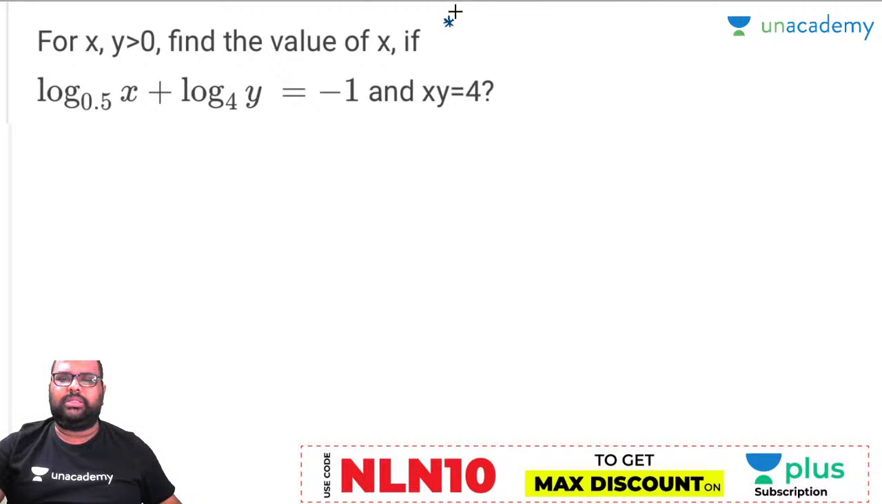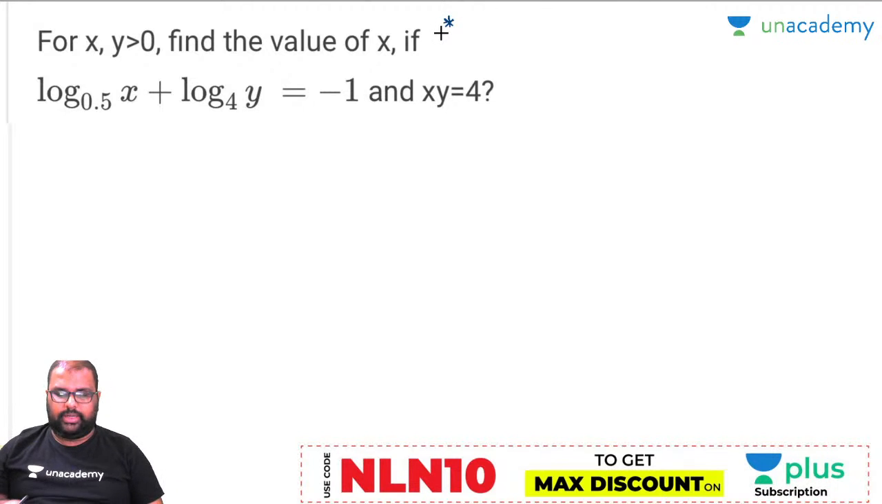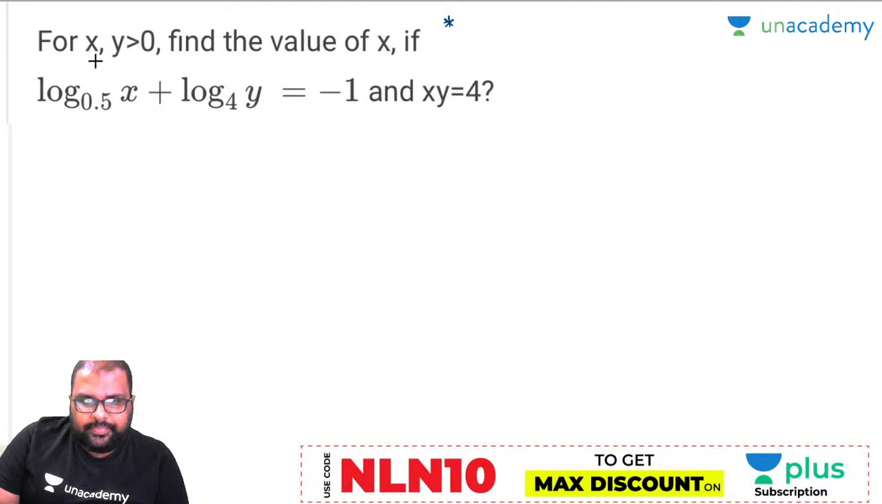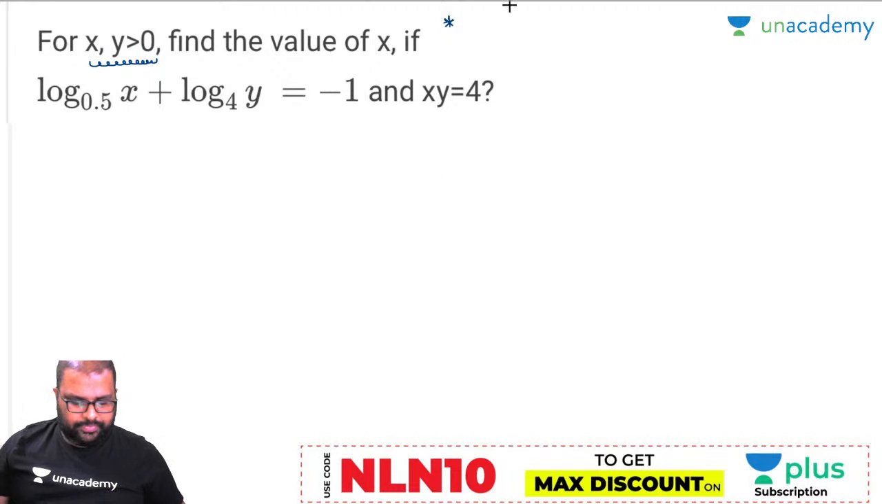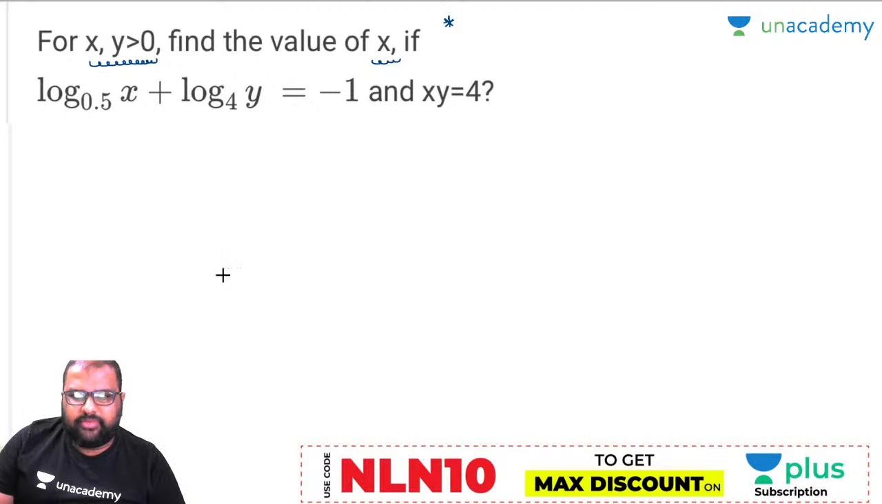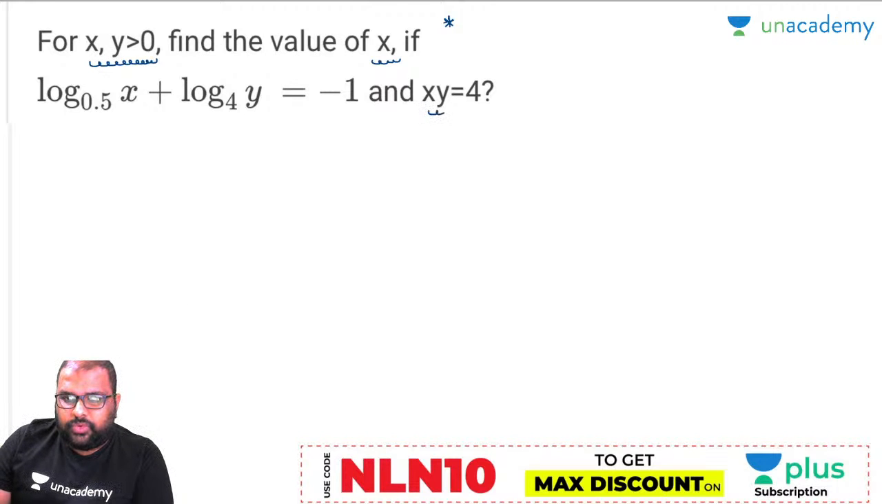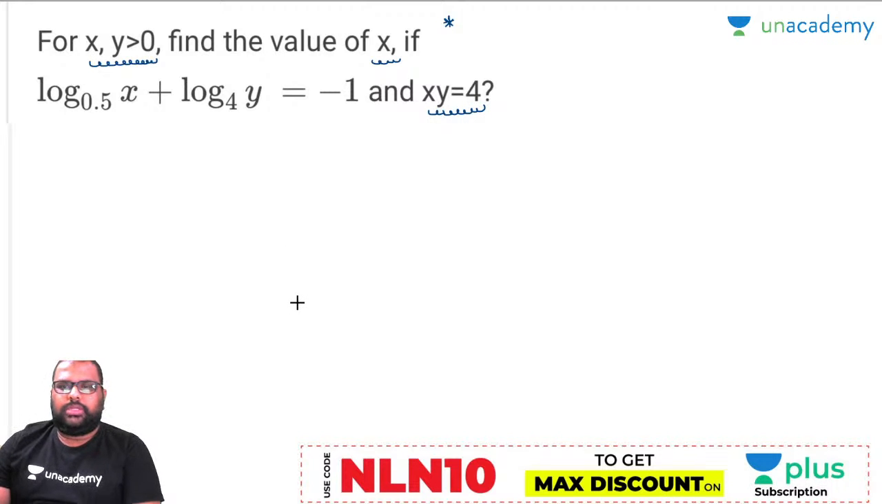So how will you convert this question? Conversion of this question is very important. Let's see how you will convert this. Any idea for this? For x, y greater than 0, meaning it is not a negative value, it is not 0. Find the value of x, if log base x of 0.5 plus log base 4 of y is equal to -1 and xy is equal to 4. I am not giving any options because I have already given the options in the test. So that's why I'm doing it like this.